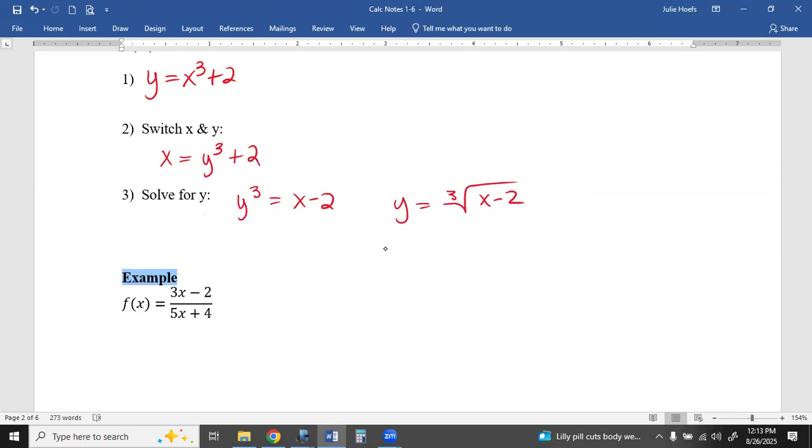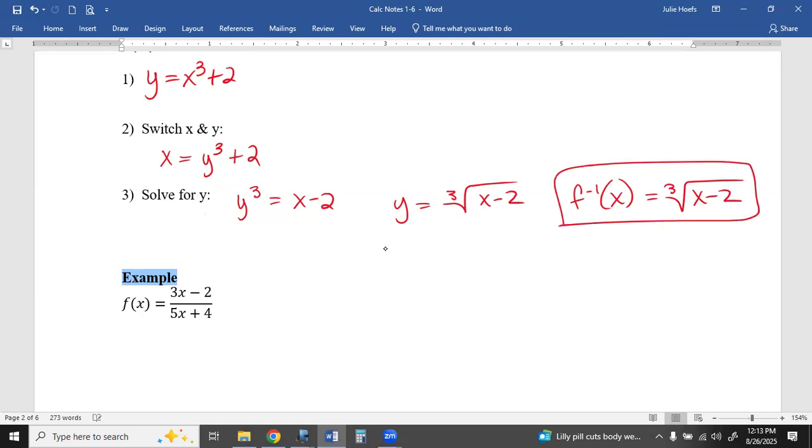And then the last step, which I didn't write down, is just to replace your Y with this notation that indicates it's the inverse of the function. Whether it's f of x or g of x or whatever, you just put that little -1. Now, again, that -1 is not a power. It's just indicating the inverse of the function. It's not f to the -1, it's f inverse of x. That's how we would read that.